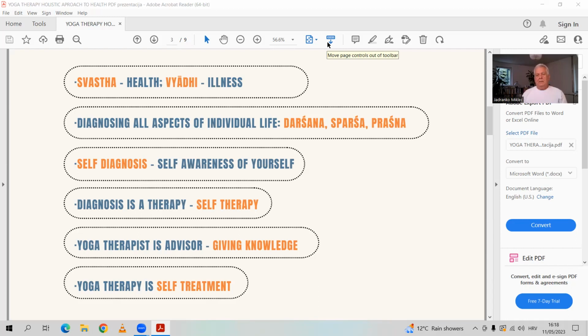Like Nasya, we have in Ayurveda, here we have Neti for cleaning the breathing pathways, the upper breathing pathways, the nostrils and the sinus cavities and everything. It is the same with other processes, also with Basti and with other aspects. So the yoga therapist is just an advisor and he's giving knowledge. And it is important that you diagnose the condition, but the person needs to find out what the problem is with her.